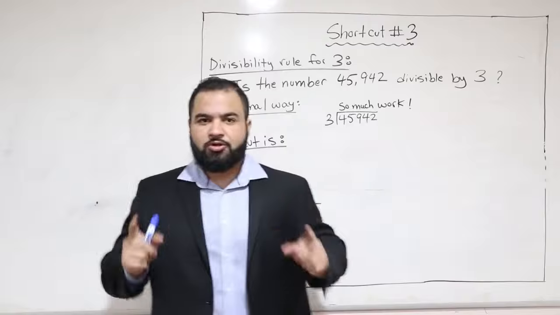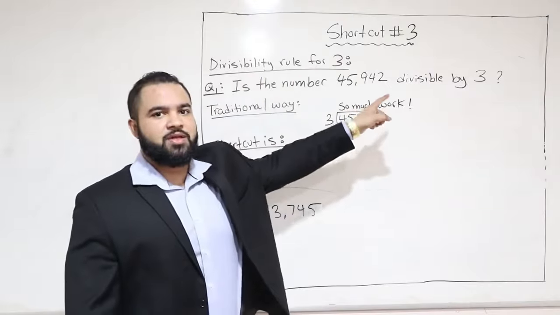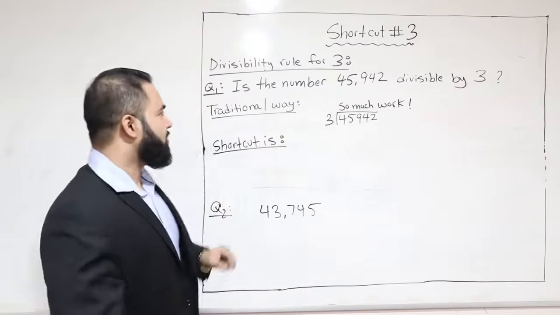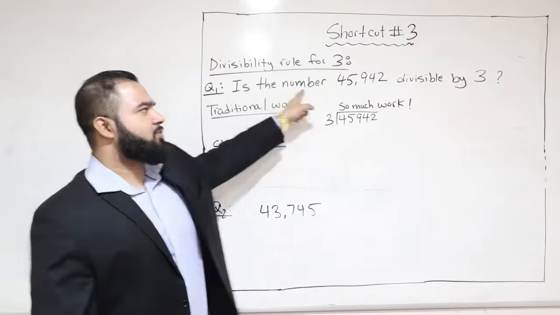That's all. The shortcut number 3 is about the divisibility rule for 3. There is a divisibility rule for almost every number. Now, the question is, is the number 45,942 divisible by 3? Now, if you want to divide it the traditional way and then check if it is divisible by 3, it is going to take you a lot of time. And later you might find out that it is actually not divisible by 3. So you kind of wasted your time.